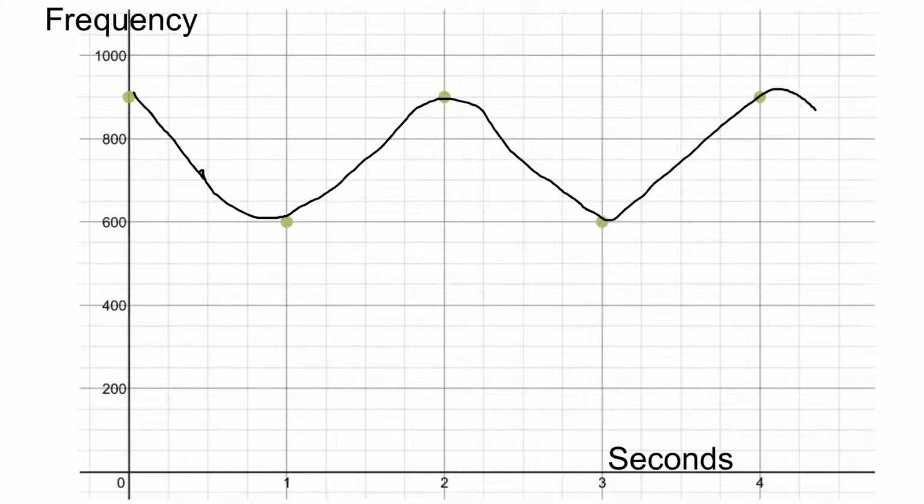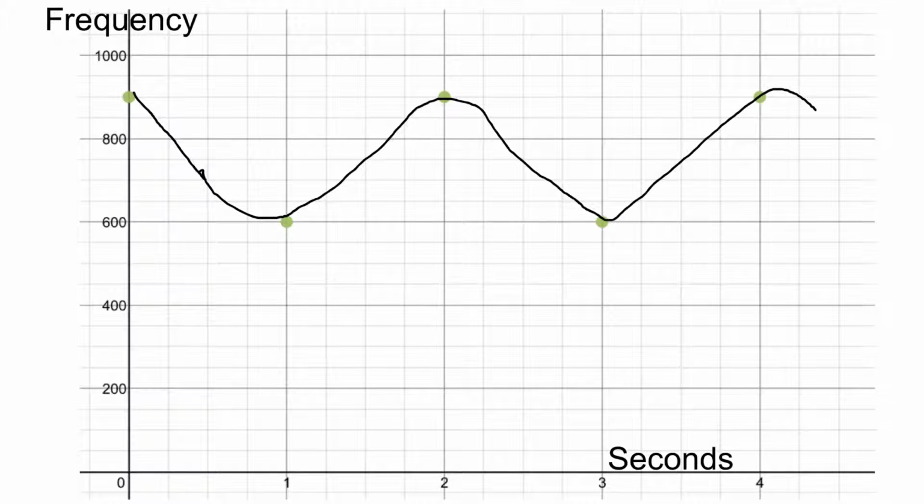Alright. So, what do we have to find? What's our procedure? How would we find the equation that models the frequency of this siren? What are our steps? Find A. What's our A value? How do we find A?